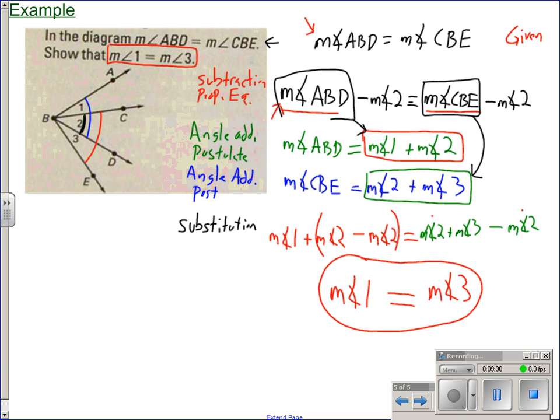This is a big problem. Okay, this is a geometric proof. It's something that we're going to build into, but what we're really concentrating on is this stuff. We're making some statements in all these equations, but we're justifying our statements with these properties of equality. That's the key thing.